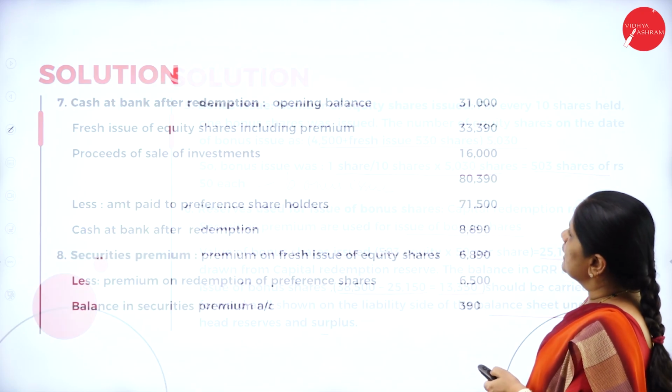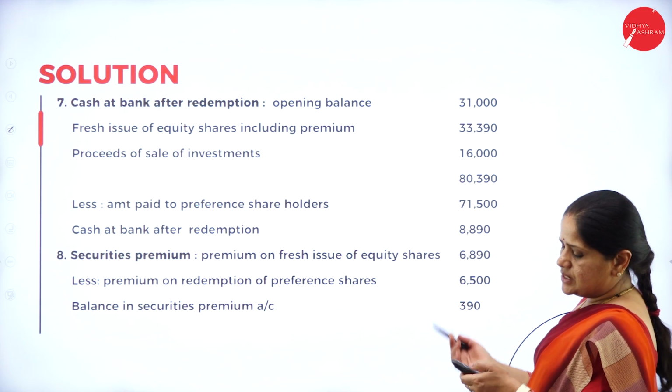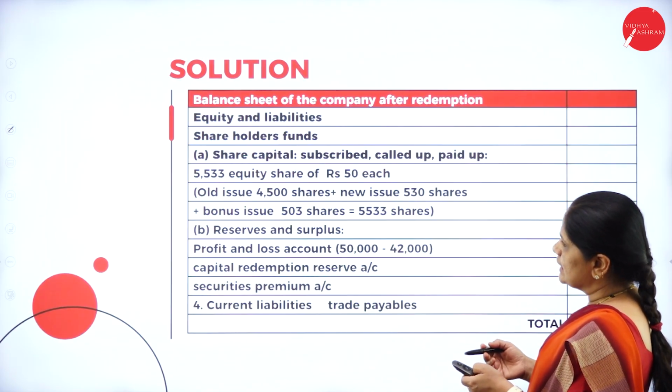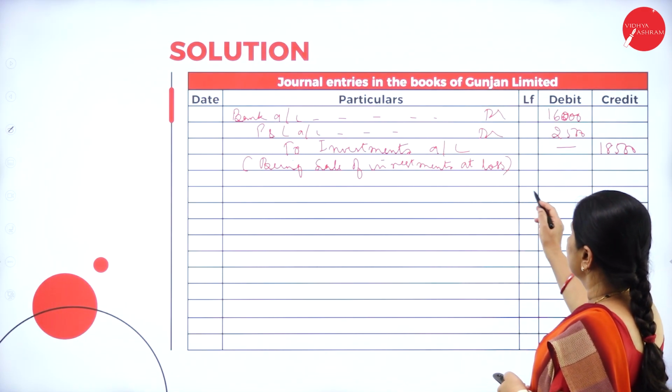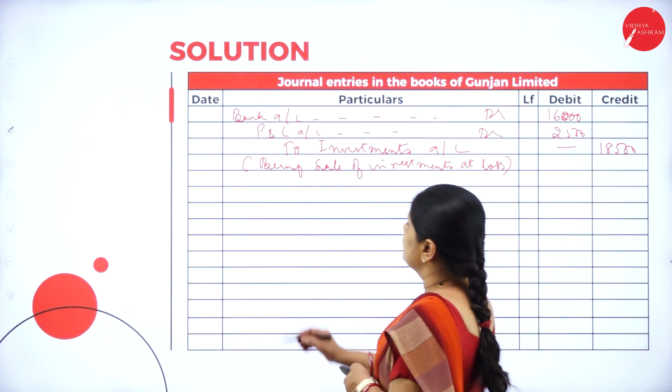So the next will be the cash at bank after redemption. This we will see after we prepare the balance sheet. So first thing is, we make a note of the journal entries here. The sale of investments at a loss. Then what will be the entry for issue of equity shares?